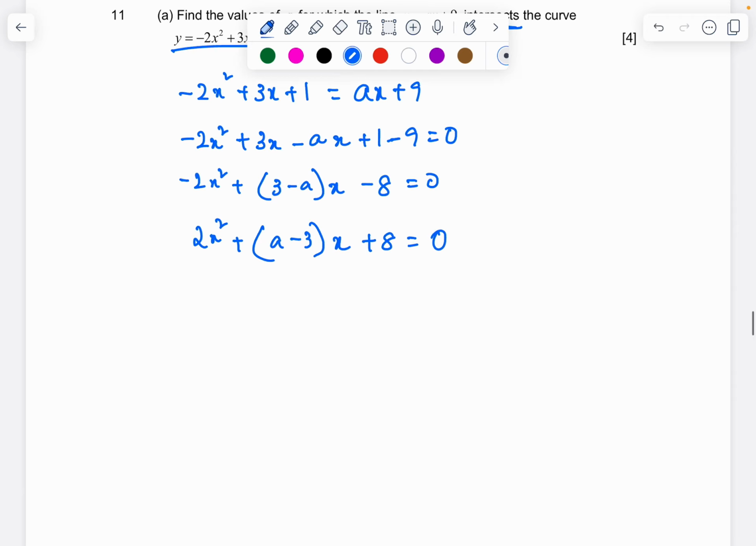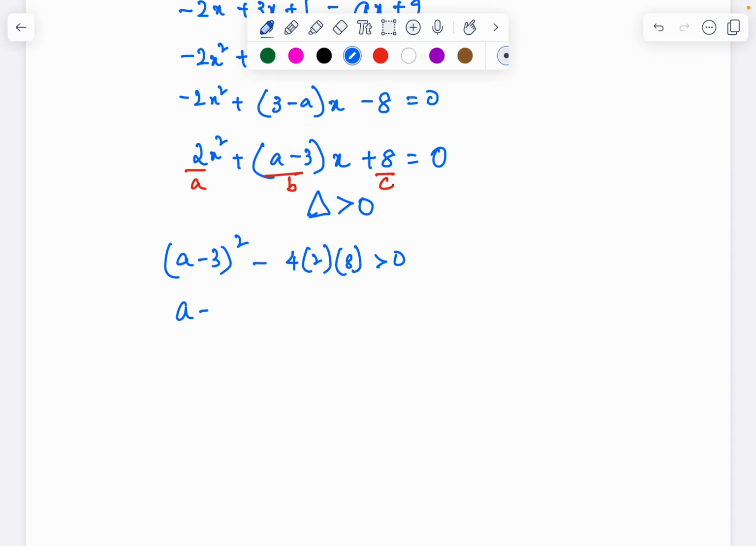Alright, then we know that we have to use discriminant is greater than 0 now. So this is a, this is b, and this is c. So a minus 3 whole square minus 4 times 2 times 8 is greater than 0.